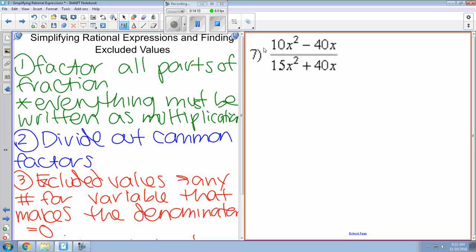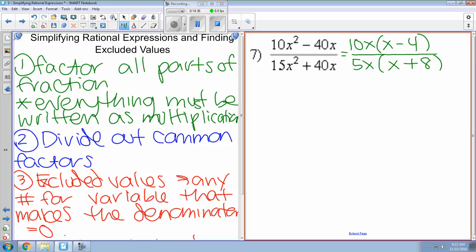Now you've tried it, we're going to go ahead and factor. On top, we can factor out a GCF of, let's see, looks like 10x. You're going to have an x minus 4 left inside. On the bottom, you cannot divide out a 10, but you can divide out a 5x. Then inside, you're going to have an x plus 8.